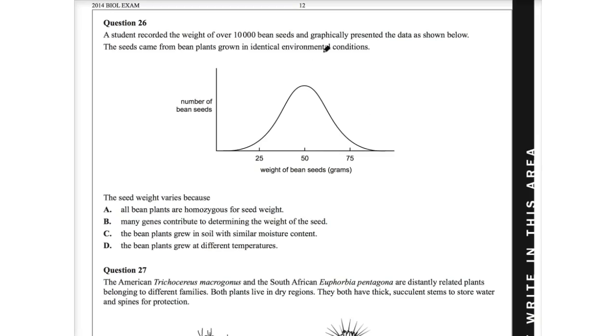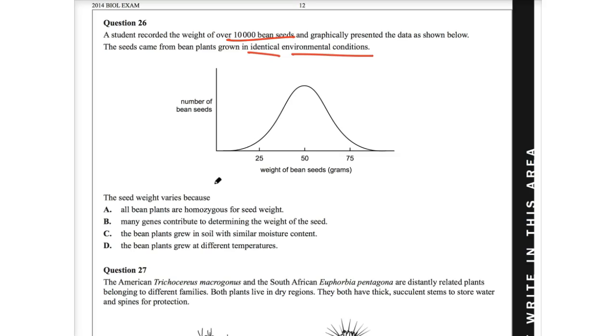A student recorded the weight of over 10,000 bean seeds and graphically presented the data as shown. So there's 10,000, and they had identical environmental conditions. When I look at that, the first thing I see is a continuous distribution, i.e. the normal distribution in a way. And when I know that, I know it's polygenic. That's the first conclusion I come to by looking at that data.